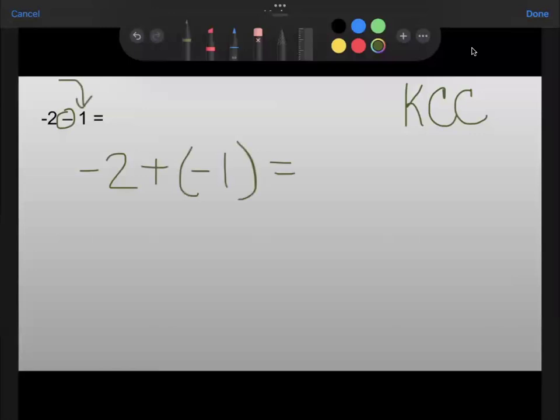So now if I was adding these integers, since they have the same sign, I'm going to keep that sign. So I'm going to keep that negative sign, and then I'm going to add the numbers together. So 2 plus 1 is 3. And if those adding integers rules are kind of throwing you off when I said that, check out some of my earlier videos about adding integers, and that'll make a little more sense. So the answer to this one is -3.